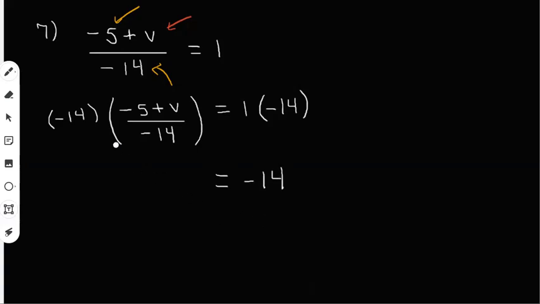But over here on the left side, I have a negative 14 in the numerator and a negative 14 in the denominator, the bottom of the fraction. So those two numbers are actually going to cancel out, just like I want them to. And I'm left with whatever I have in the numerator, the top of the fraction. That would be negative 5 plus v.